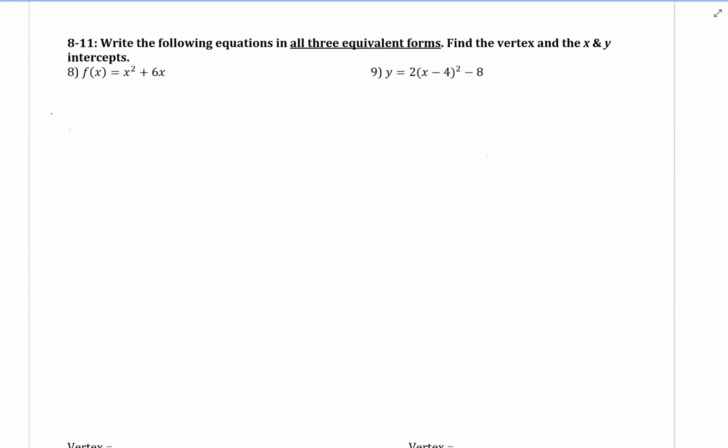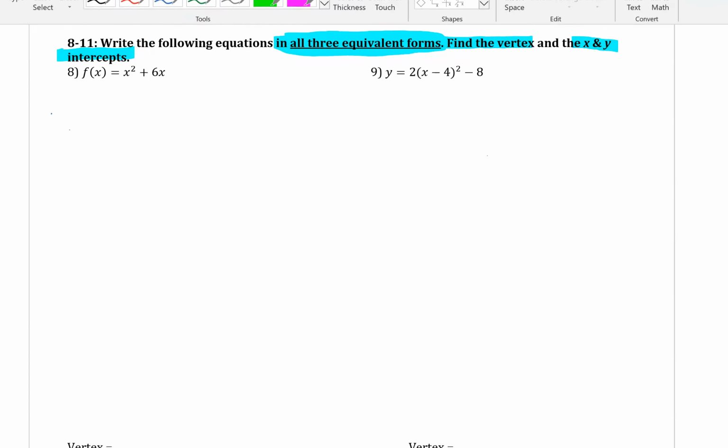Okay guys, in the last examples of this video, what we're going to do is tie it all together by taking each of the equations given and writing them in all three equivalent forms. Once we have all three equivalent forms for each quadratic, we will then be able to find the vertex, the x-intercepts, and the y-intercepts. So we're going to get started with number 8.